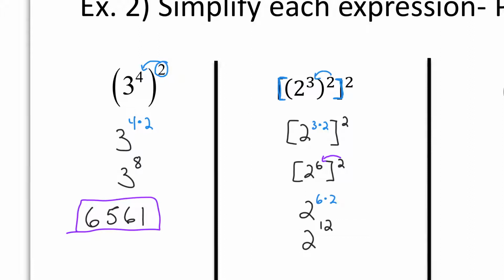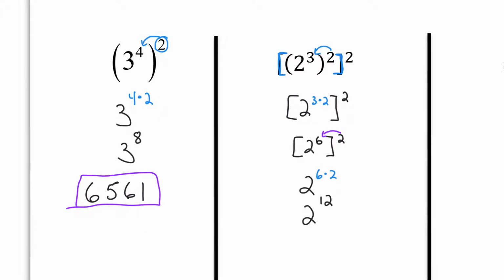Now you can use a calculator, and you can simplify 2 to the 12th power. And the answer is 4,096. So we can use, again, a scientific calculator. You can use the exponent button. So we have 2 to the 12th power is 4,096.